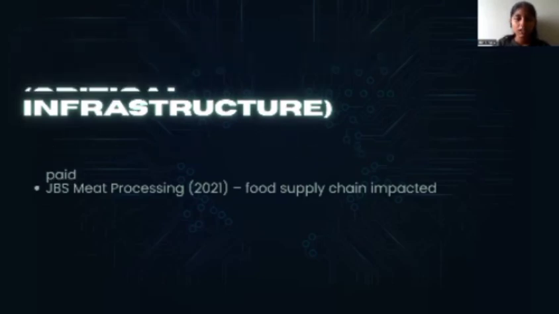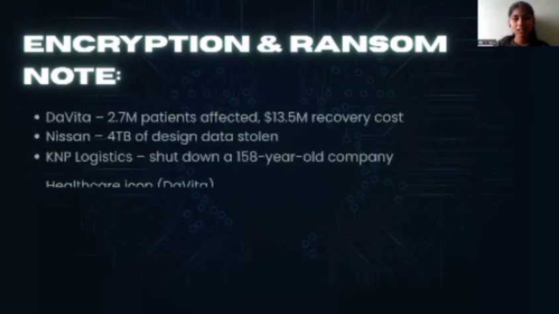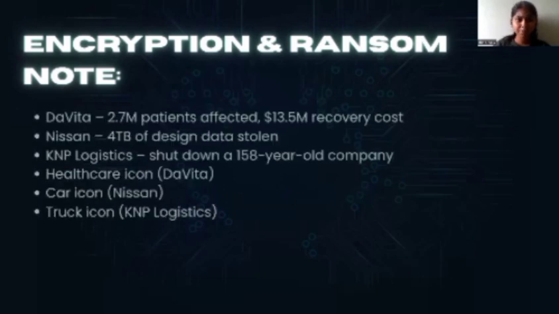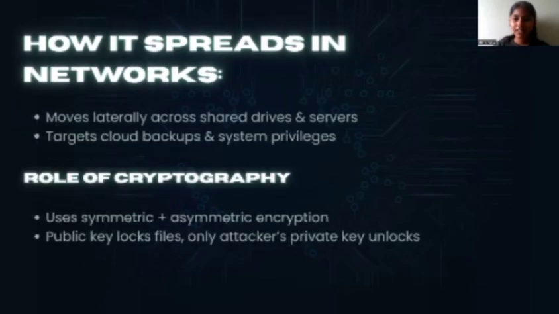So now let's link this to the subject of network and cryptography. Ransomware doesn't just stay confined to the infected machine. Once it's inside a network, it can spread laterally. This means it looks for shared drives, connected devices, and even cloud storage, and encrypts everything it can reach. So that's why organizations often find entire departments or offices locked out at once.